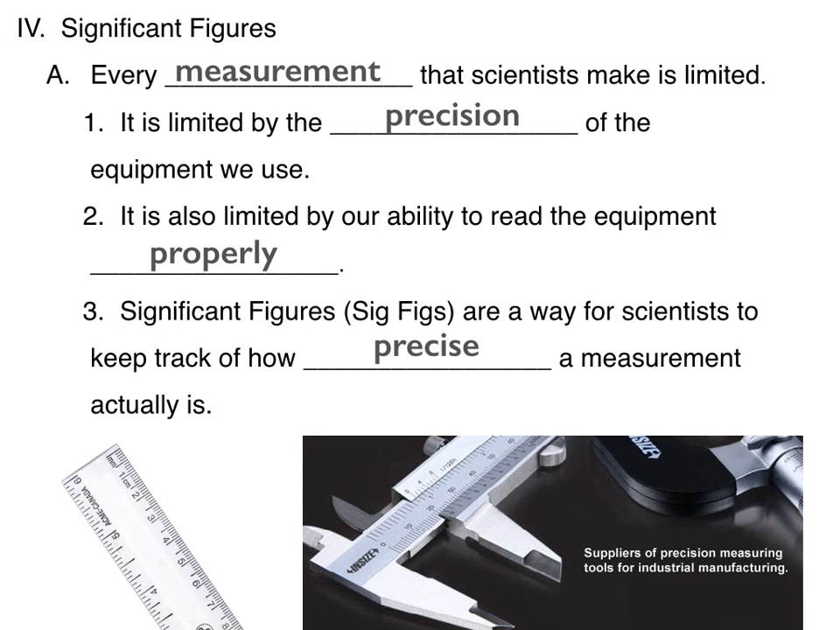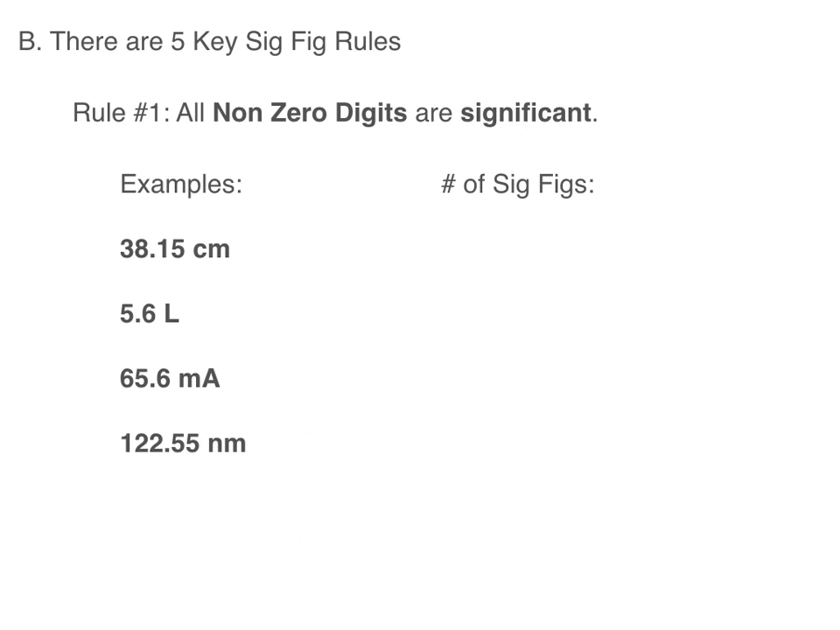So what exactly are significant figures then? Well, significant figures are a way for scientists to keep track of how precise their measurements are, and so not to upscale, or I guess even downscale, their results by having too many or too few decimal places in their answers.